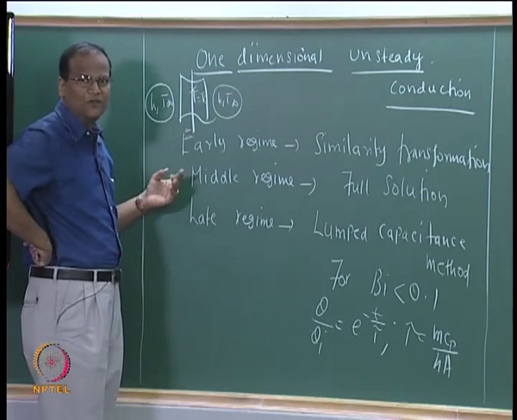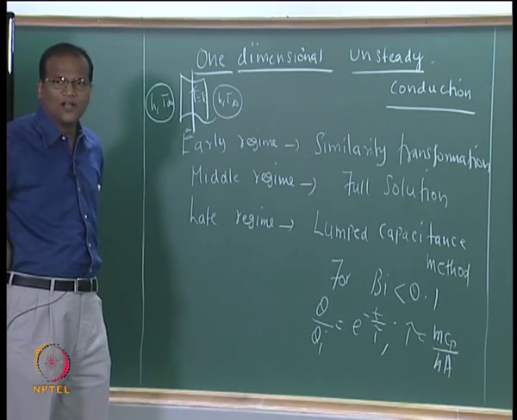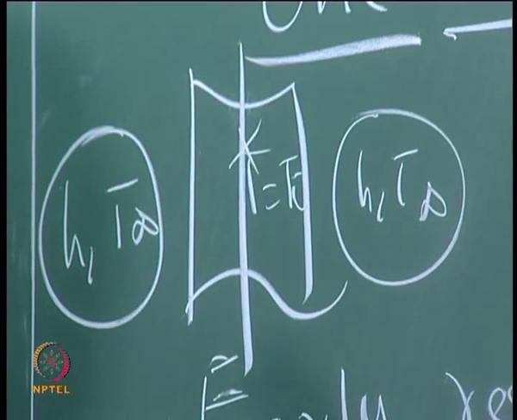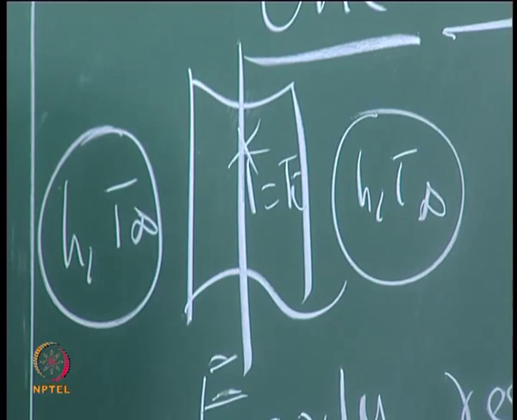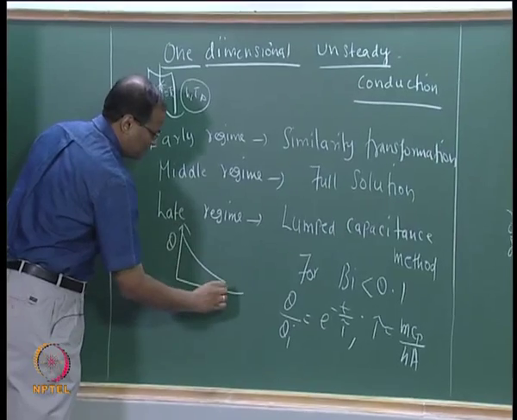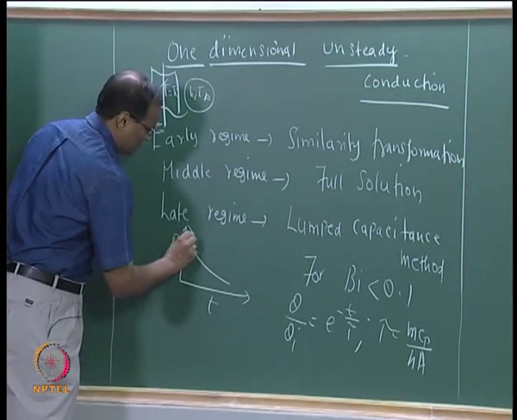In the middle regime you have to use the full solution, and in the late regime you can use what is called the lumped capacitance system, where more or less the system is reaching the temperature of the surroundings, so you can lump the whole solid to be at one temperature. And so yesterday we saw the exponential temperature distribution, this.